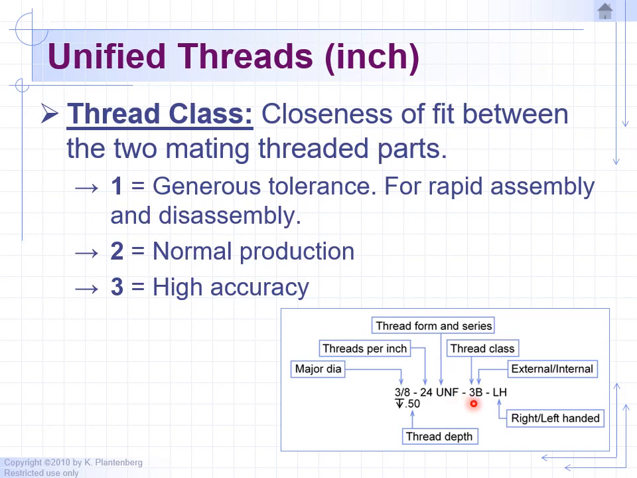And we also mentioned the thread class. That's the quality of the threads. So we have class 1, which is generous tolerance for rapid assembly and disassembly. And we have class 2 for normal production. And then we have 3, which is high accuracy. So bolts that you see in machine shops, in automotive, in aerospace, they typically use the class 3. You will rarely use 1 or 2 unless you're doing stuff around the house and you're going to your local hardware store. Yeah, they may be a lower class.